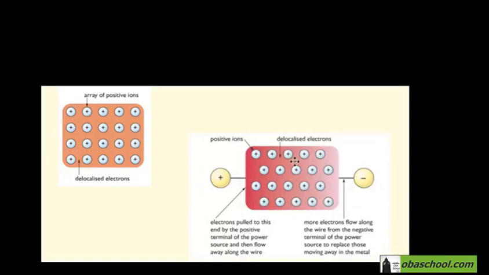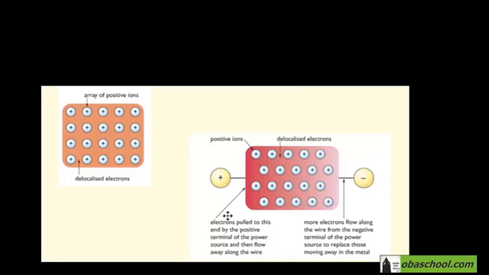Let's see how conducting electricity takes place. Consider this array or organization of positive ions in a sea of delocalized electrons. This is a normal metal structure. Now in the figure to the right, this is how the metal structure looks when electricity flows through it.